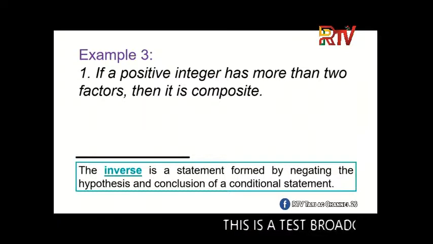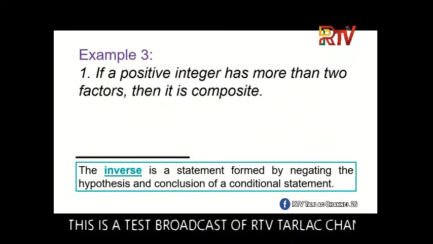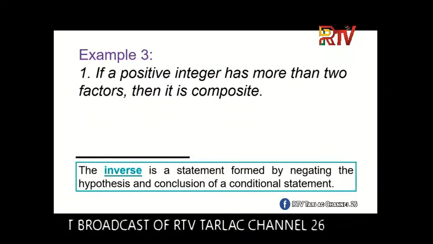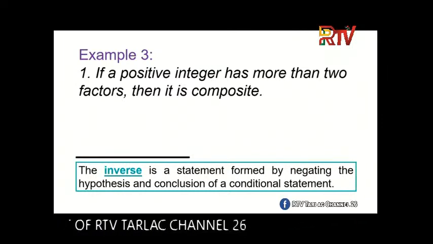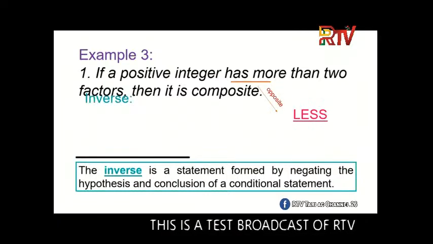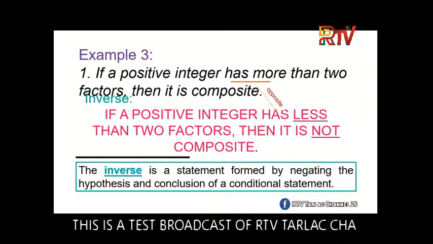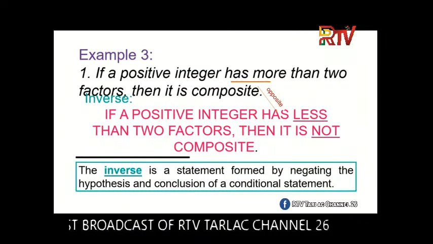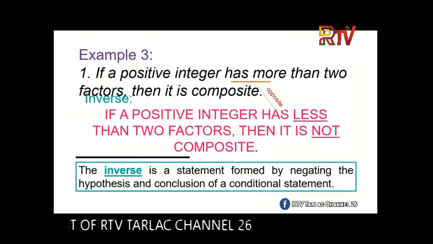Alright, I'll give you a clue for that. How about instead of using the word not, you use the word less, which is the opposite of the word more. Let me see how you are going to type your statement. Let us check. Your answer should be, if a positive integer has less than 2 factors, then it is not composite.